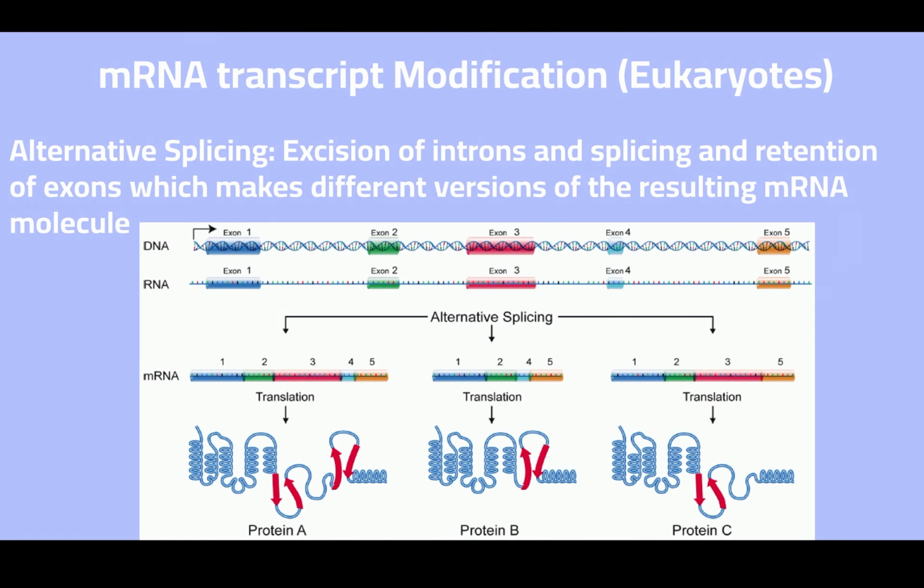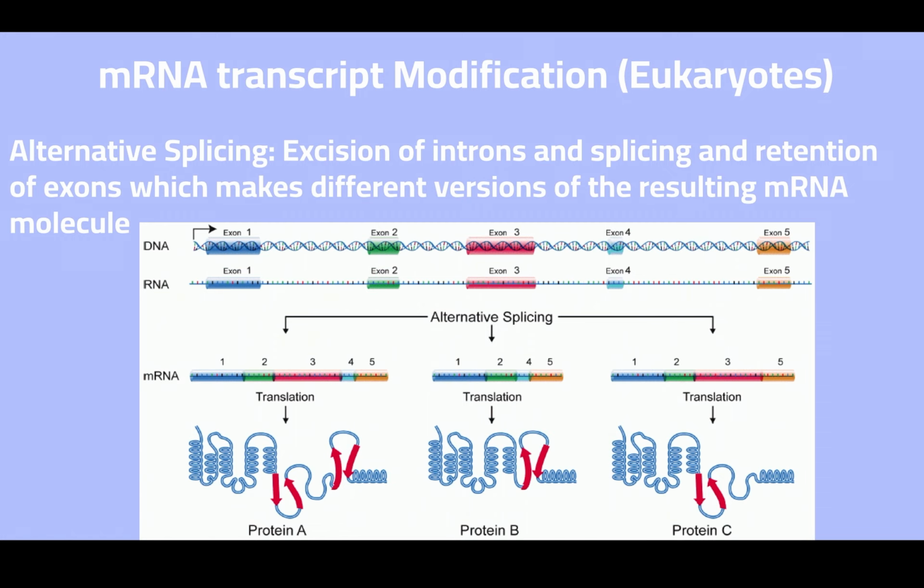Then there's alternative RNA splicing, which is basically when the introns are cut out, and the retention of exons is used to make different versions of the resulting mRNA molecule. The photo shows that it starts with the same version, but then there can be different ways that it gets translated. As you can see with the photos, it can be protein A, B, or C because they're alternative ways to be expressed.